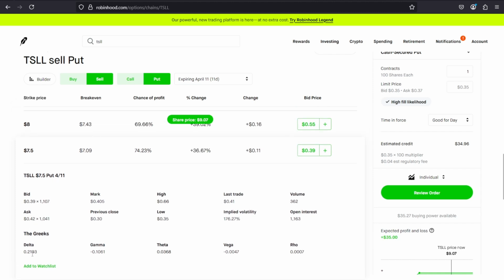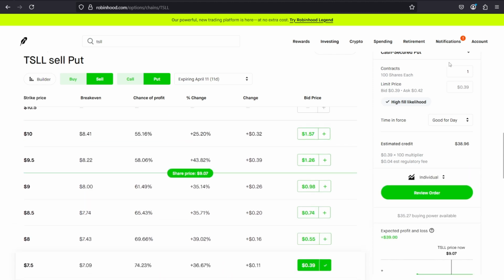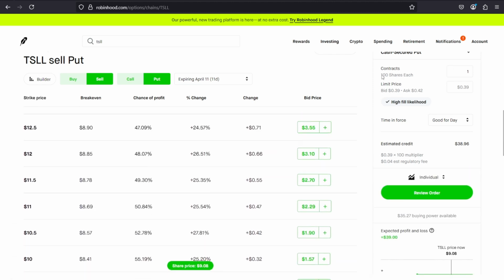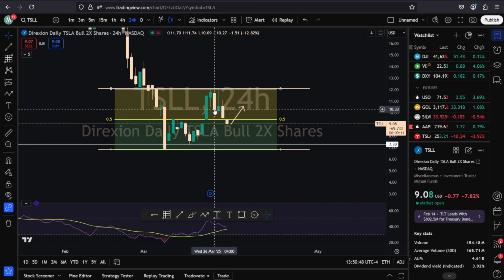I'm going to look at, let's say, 7.5 puts for next week. These have a 0.21 delta. You were getting $39 in premium. We open the same position. We can see that it has 100 shares each. Cash secured put in the top right. Bid 39, ask 42. We're getting $39 in premium for this contract. Let's say we buy it back for $6 this time.